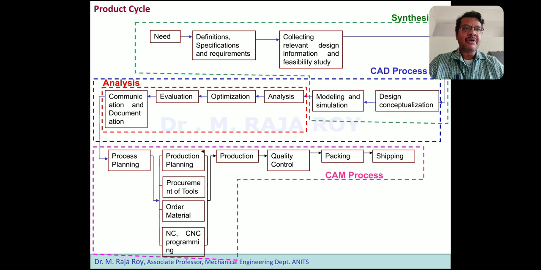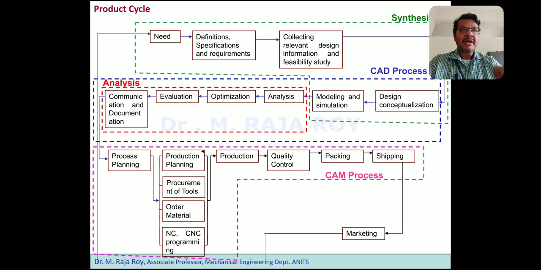This entire process, from process planning to shipping, is called the CAM process, that is the computer aided manufacturing process. In all these areas, we are controlling with the help of a computer. That's why this is called computer aided manufacturing. Then the product will be sent to the market. From the market we will collect the feedback. According to market feedback, we can do some modifications if required. So this is the complete product cycle.